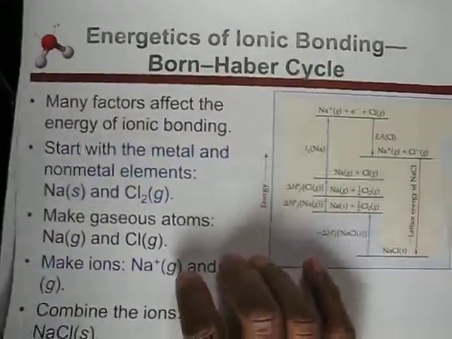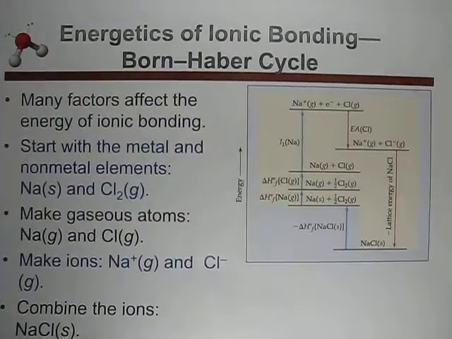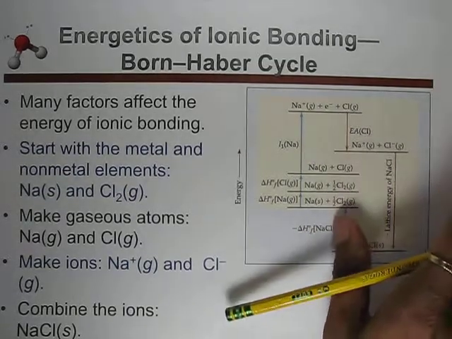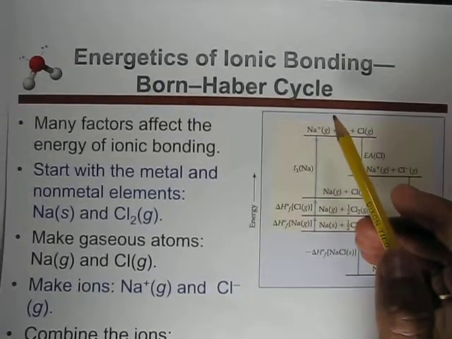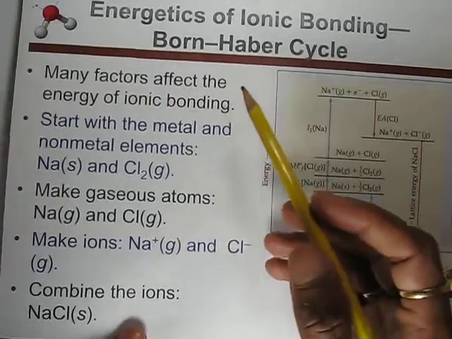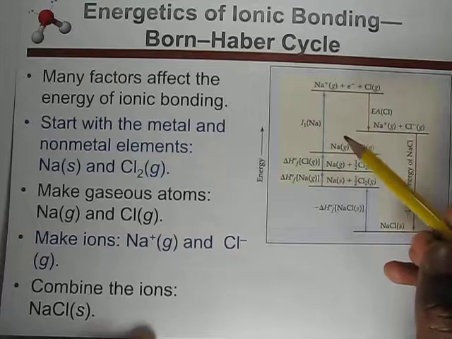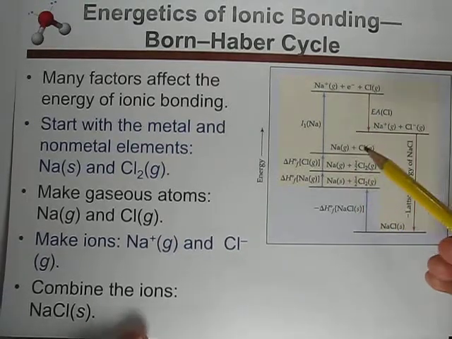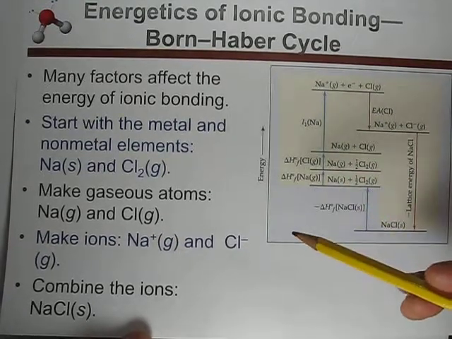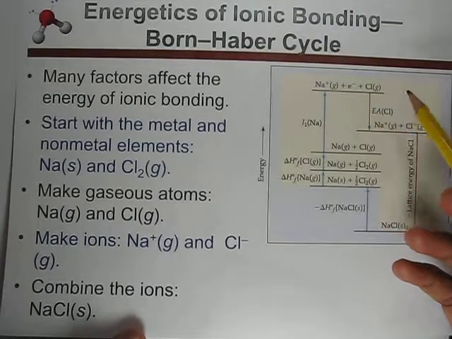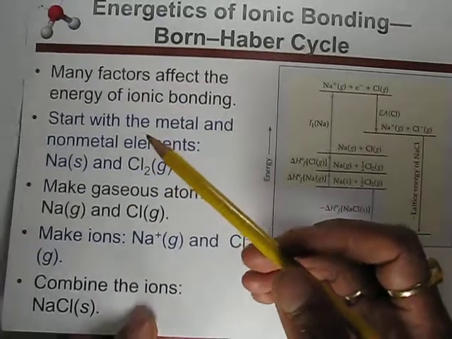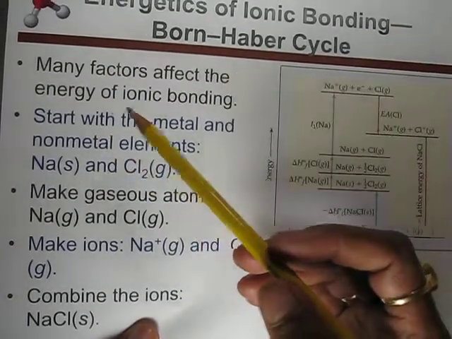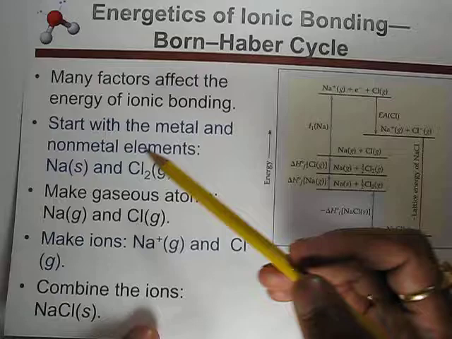The energy involved in the formation of an ionic compound is described by the Born-Haber cycle. Born and Haber calculated how the energy changes when atoms convert into ions, and then the ions combine to form an ionic compound. This depends on many factors, namely the energy of the ionic bonding.